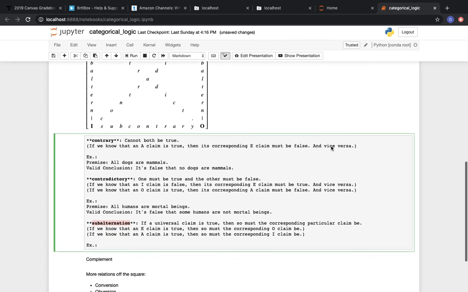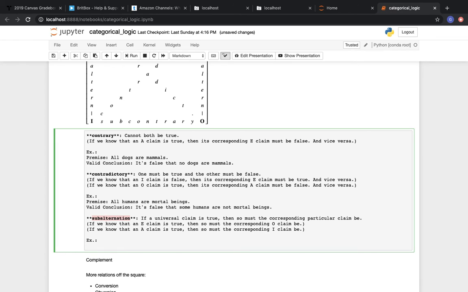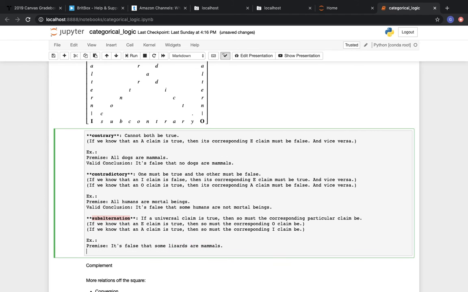Here's an example, and I'll do this one with false instead of true. So truth goes, as it were, from top to bottom down the square. Falsity rises up from the bottom to the top. So for example, if I had a premise something like this, it's false that some lizards are mammals, then a valid conclusion I could derive from that is that it's false that all lizards are mammals. Okay, and that's using the rule of subalternation.